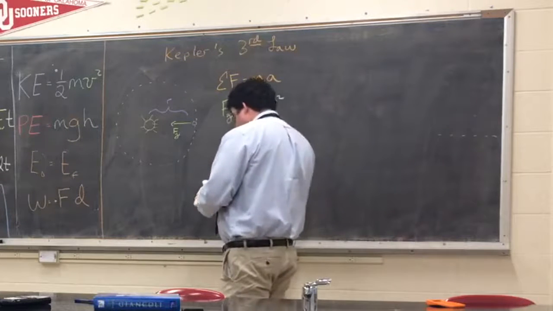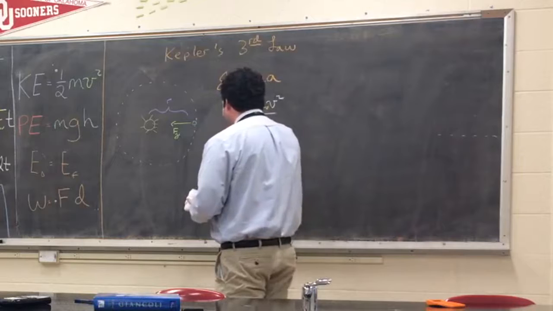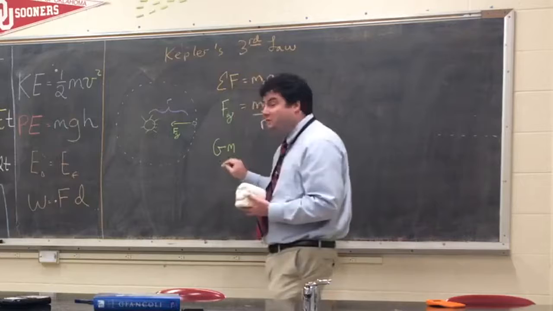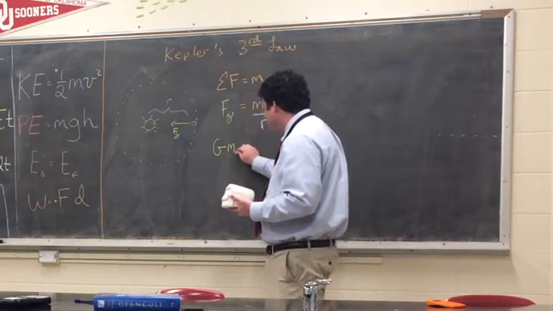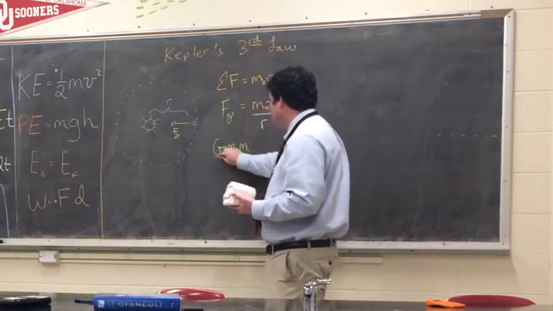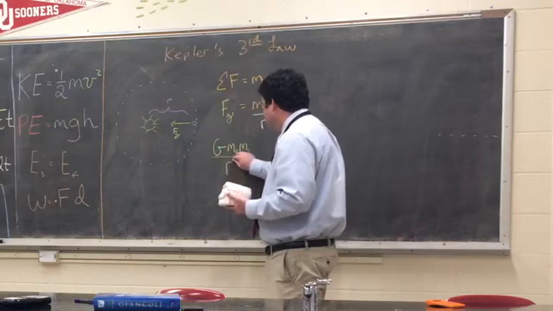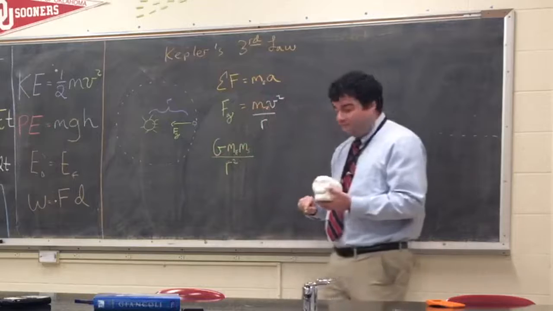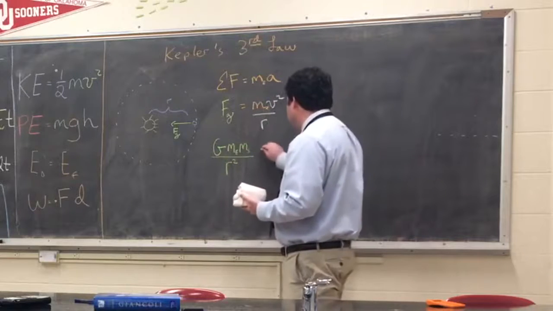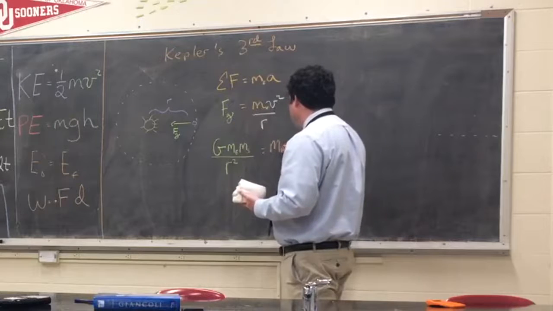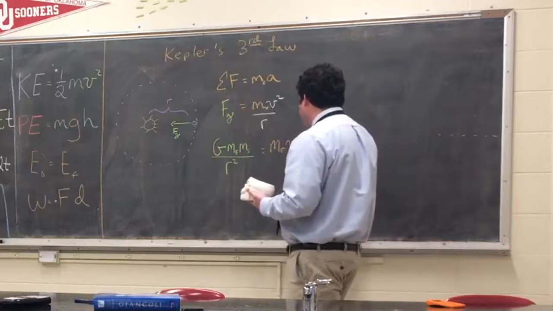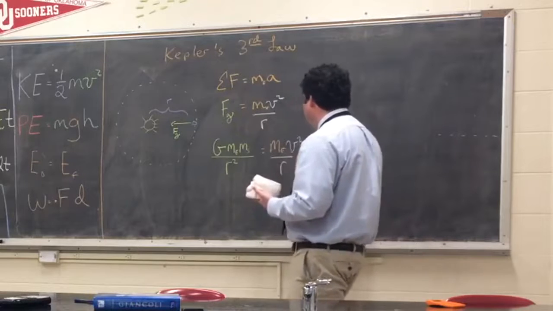So the equation for the force of gravity is going to be Newton's law of gravity. So it'll be big G m1 m2. Well, in this case, it's the mass of the Earth and the mass of the sun. And that's over r squared. And that all is still equal to m_e v squared over r.